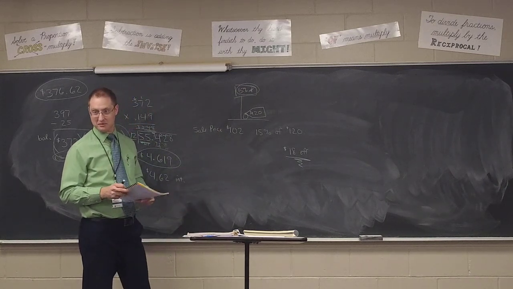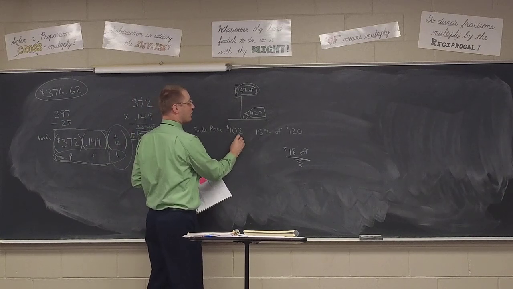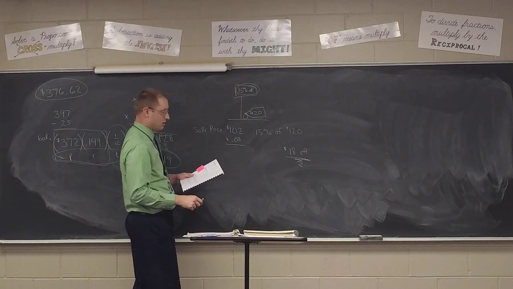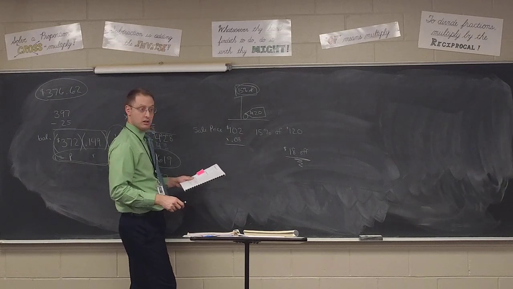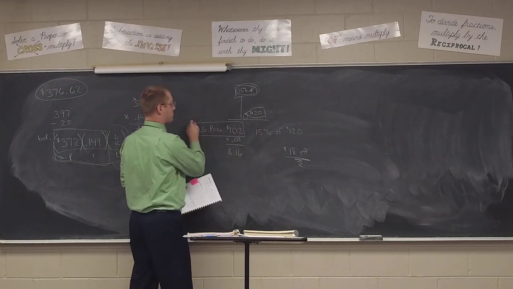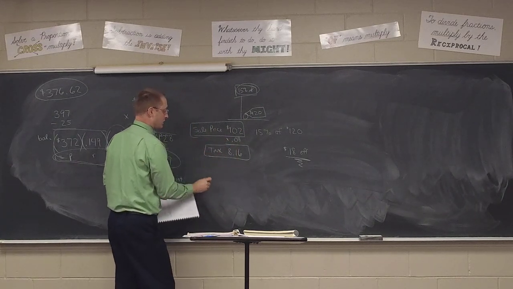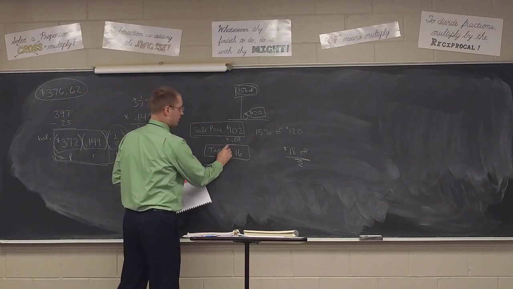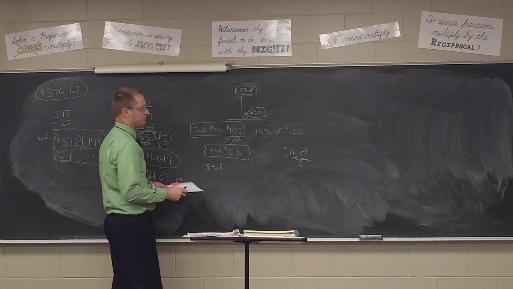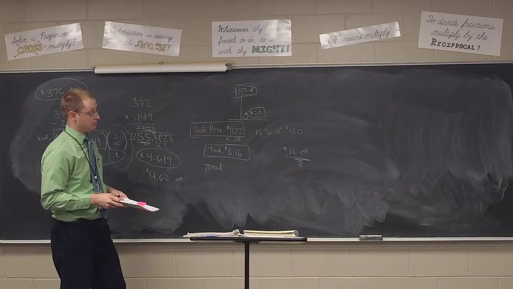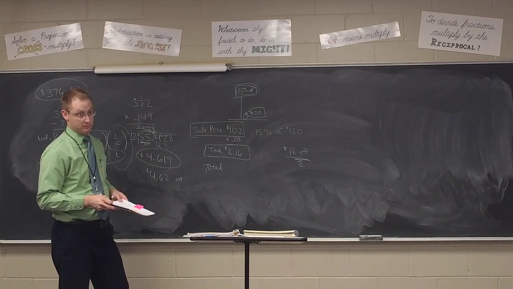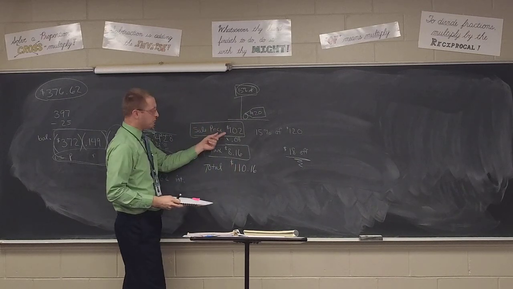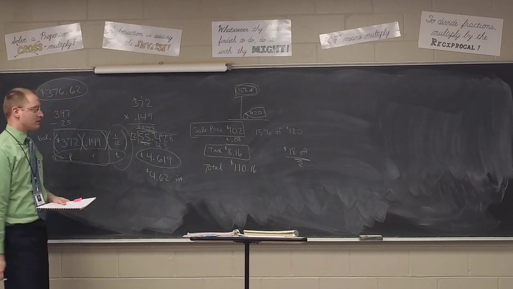So what do I have to do now? 8% of the 102. And what do we get there? $8.16. So she was going to pay this price, but then Uncle Sam charges tax. So what is her total for the necklace? We just add the 102 plus the $8.16. She pays $110.16 for the necklace.